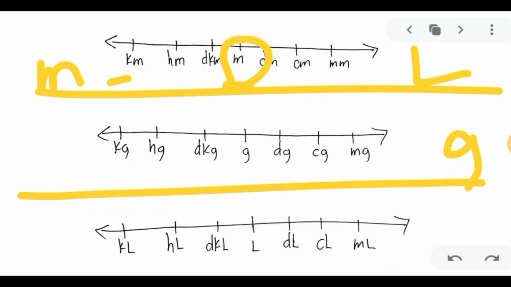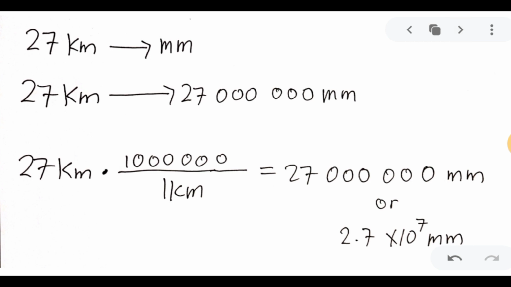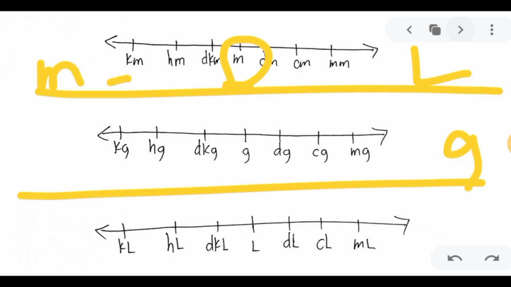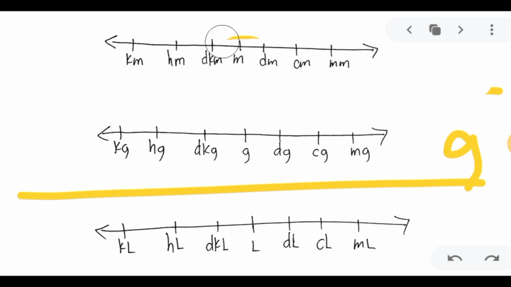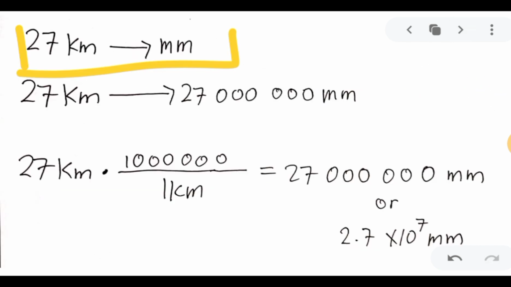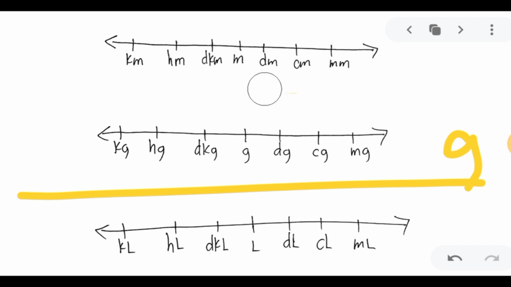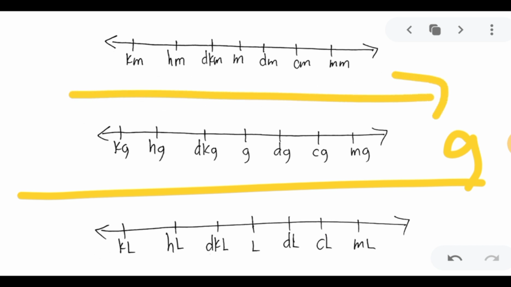For example, let us convert 27 kilometer into millimeter. So, this is our base unit. Again, convert that into millimeter. So, from km to millimeter. So, that is multiplication, or movement of how many places.